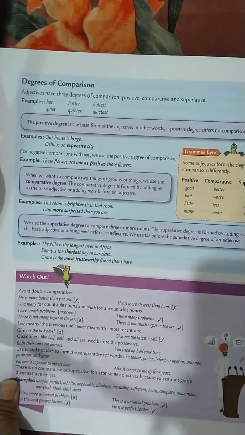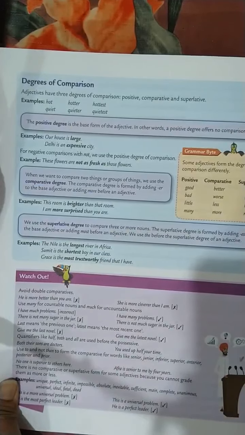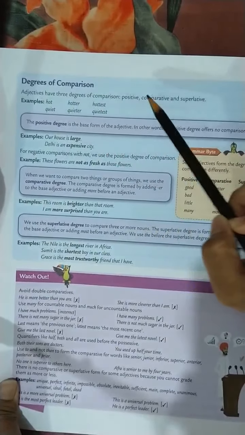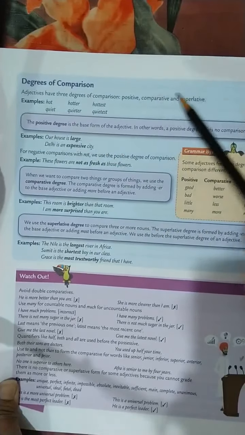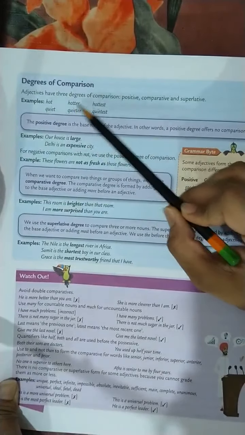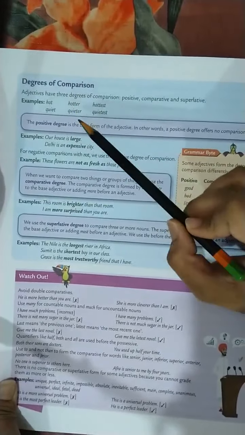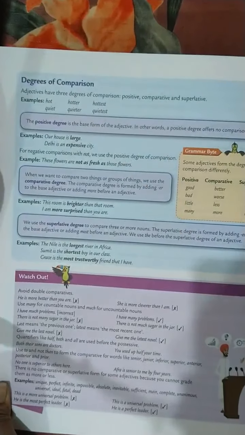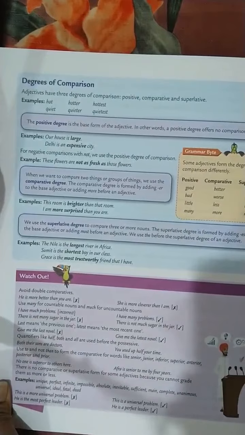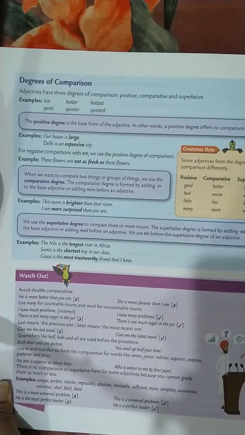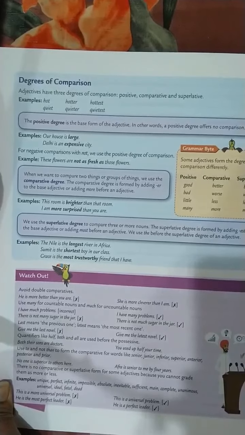Hello students, let's see the degrees of comparison. Now adjectives have 3 degrees of comparison: positive, comparative, superlative. See the example: hot, hotter, hottest. Hot is positive, hotter is comparative, and hottest is superlative. Now the positive degree is the base form of the adjective. In other words, the positive degree offers no comparison.